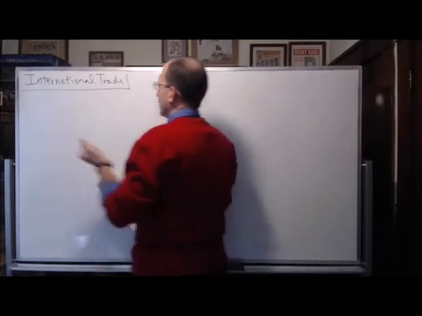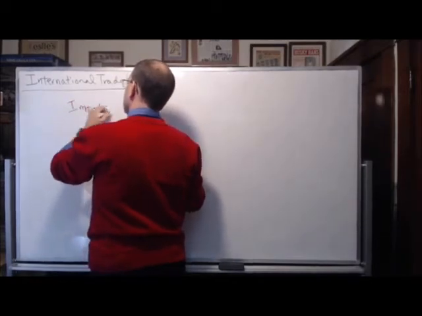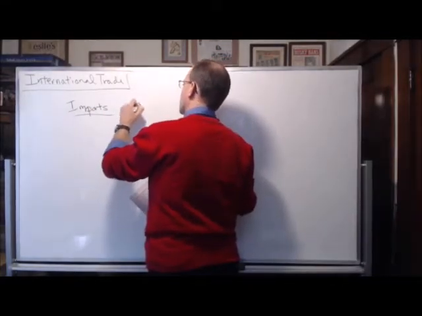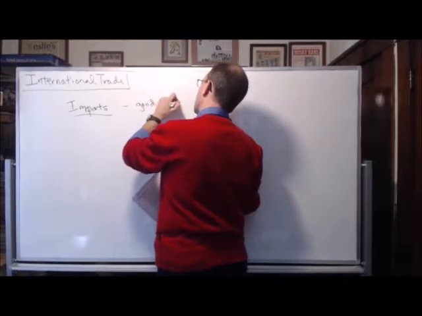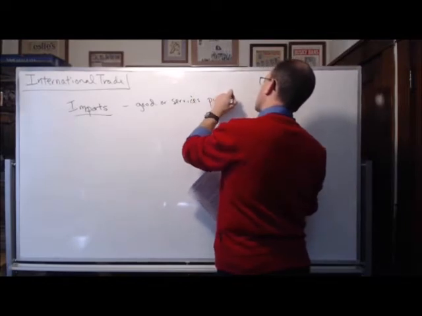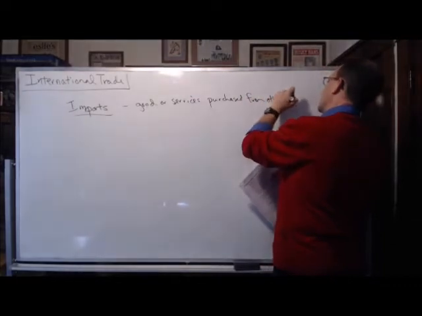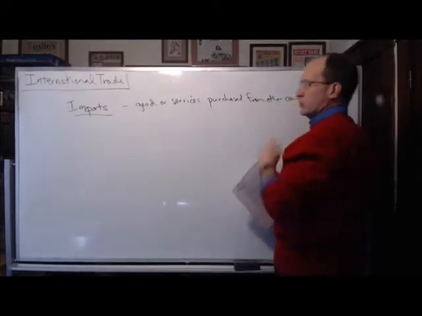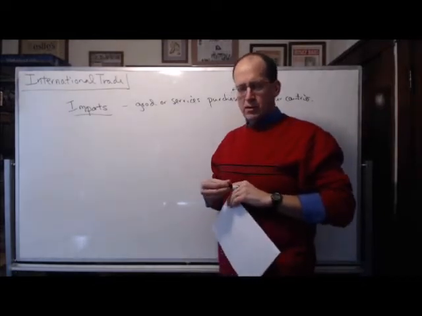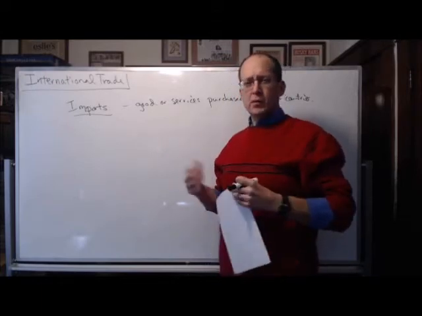Imports, of course, are goods or services purchased from other countries. So those goods or services were produced in those other countries originally, and then we import them, bring them into the United States, and purchase them here, instead of perhaps buying things that were produced here. So there are lots of examples of things that we import.